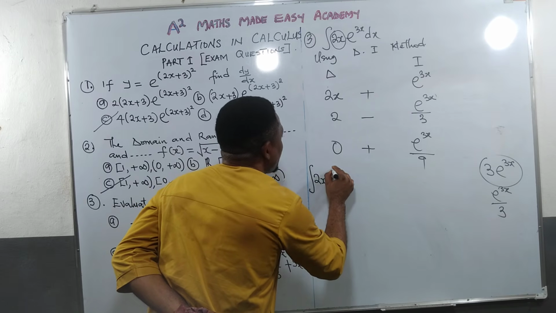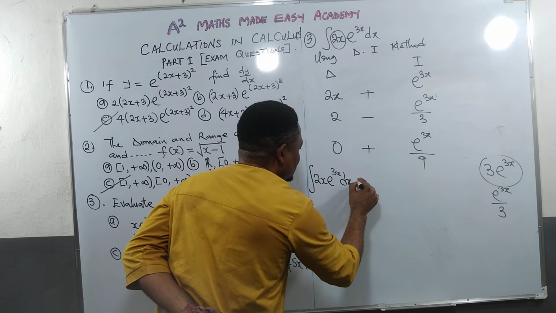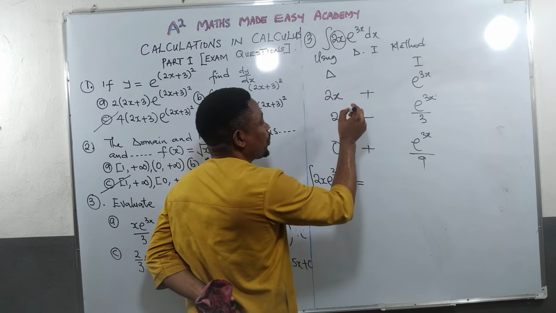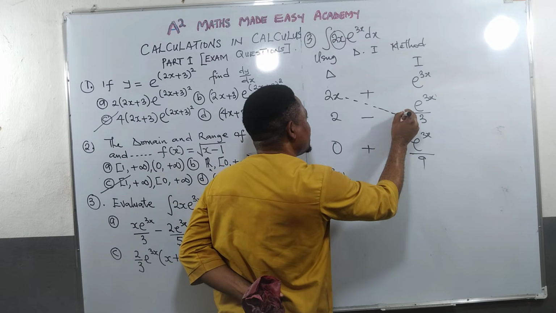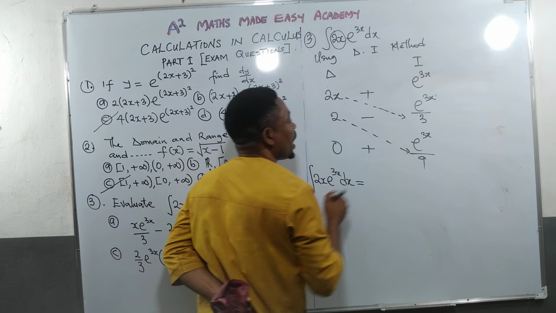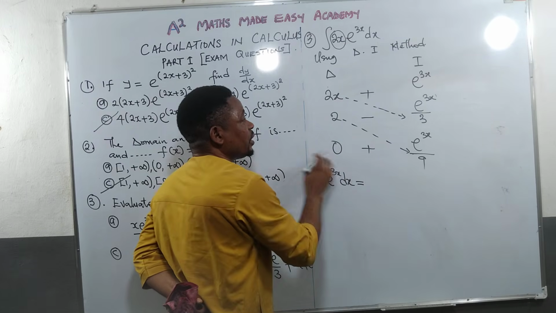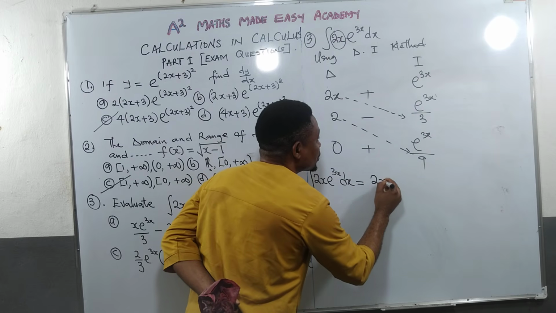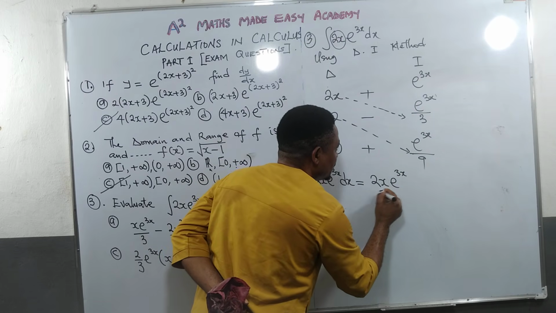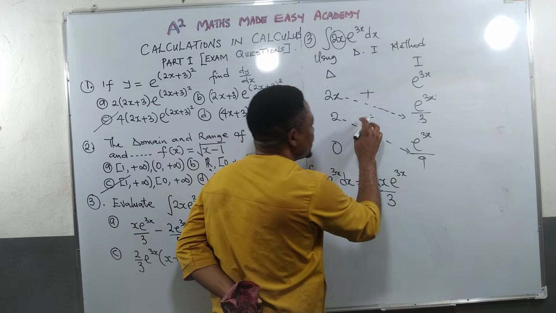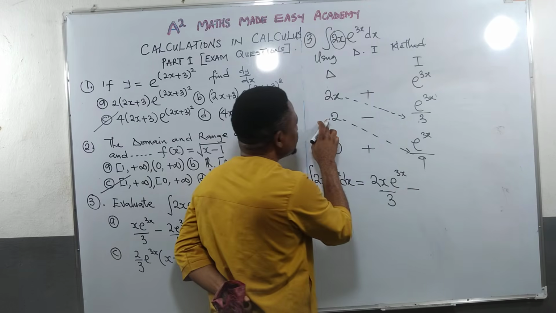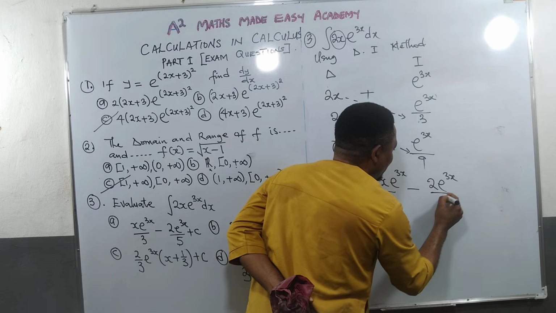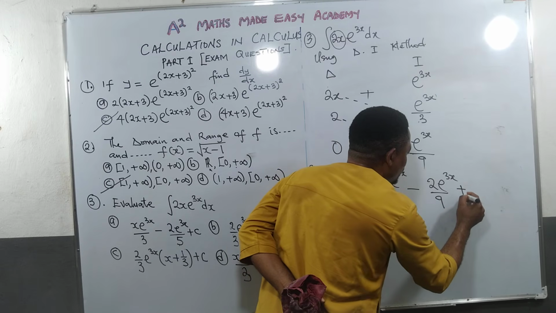Then finally, can we say that the integral of 2x exponential 3x with respect to x is equal to, now watch this. This is how we approach it using the slanty form like this. This one and this one is irrelevant. I will now say 2x times this will give me 2x exponential 3x divided by 3. Are you with me? Then what do we have here? Minus. Then 2 times this will give me 2 exponential 3x divided by 9. Then finally, you put plus c.